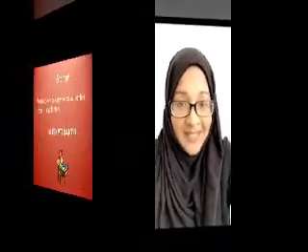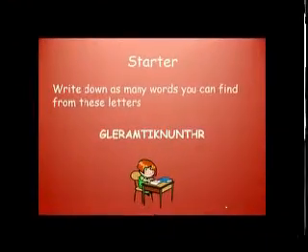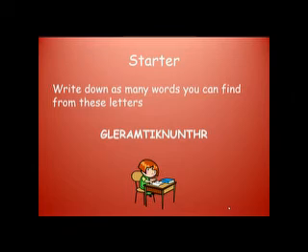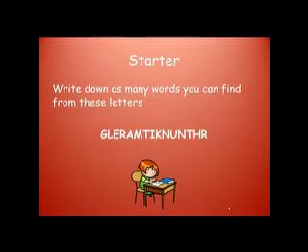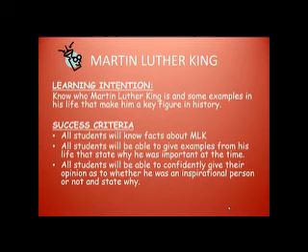Okay, let's get started. Before we start, I'd like you to write down as many words as you can find from these letters. If you unscramble the letters, does anyone know what the word would be? That's right, Martin Luther King. So today's lesson is going to be about Martin Luther King. Okay?